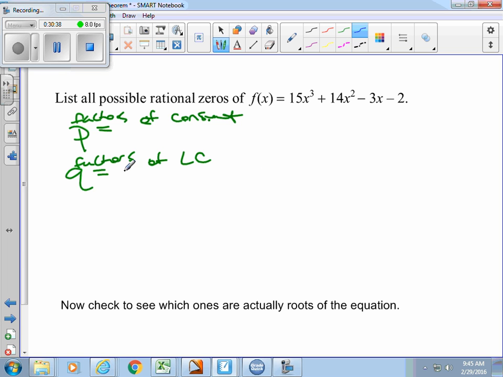So what are the factors of the constant? What is the constant? -2. So what are all the things that could multiply to give you -2? Okay, -1 and 2. Would you agree it wouldn't matter which one was negative or which one was positive? So positive or negative 1, positive or negative 2. What are the factors of the leading coefficient? Okay, 5 and 3.